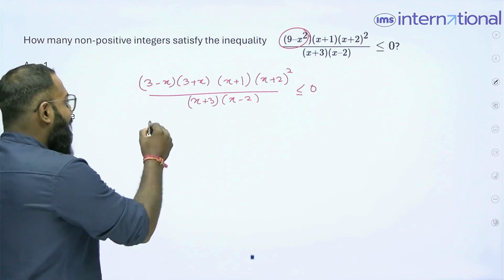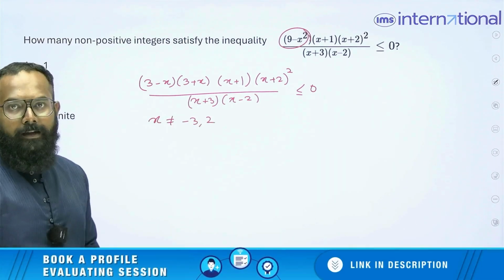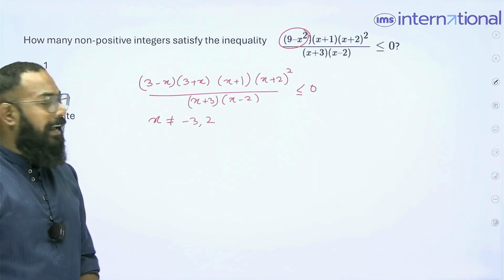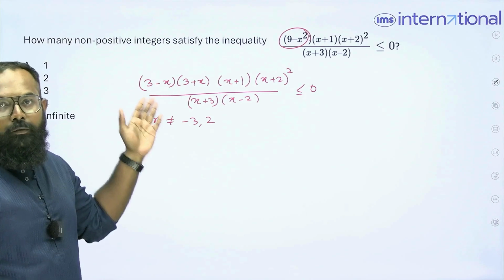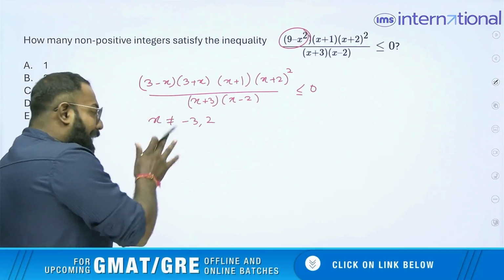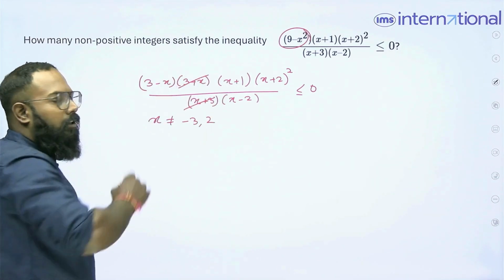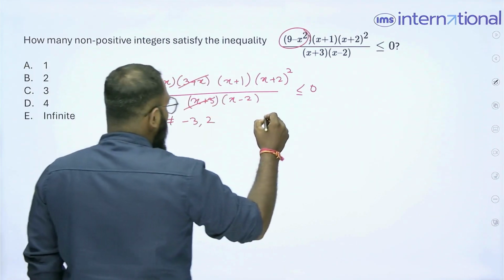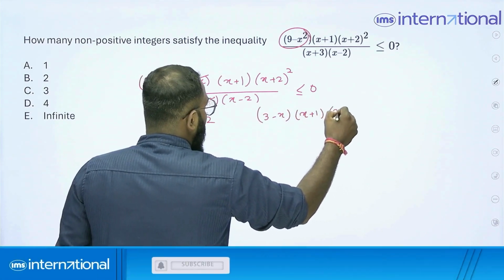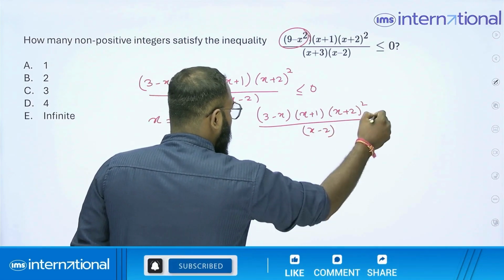Now clearly x cannot be equal to minus 3 or 2. Why? Because if I put x is equal to minus 3 or 2, the denominator is going to be 0 and hence the entire inequality won't make any sense. Taking that into consideration that x is not equal to minus 3, I can cancel out x plus 3 from both numerator and the denominator, and hence I'll be left with 3 minus x, x plus 1 and x plus 2 raised to the power 2 and x minus 2 in the denominator.